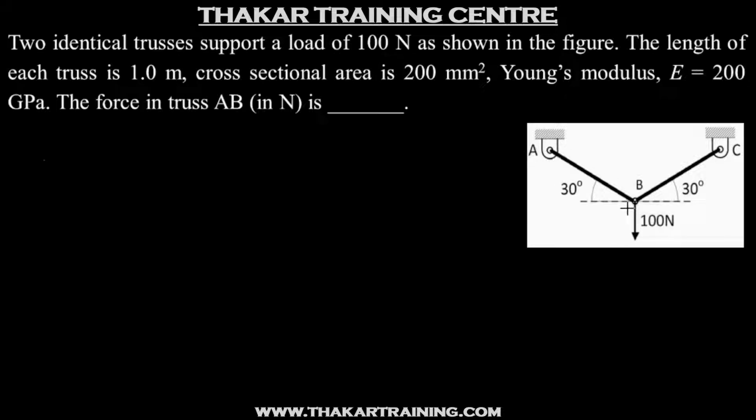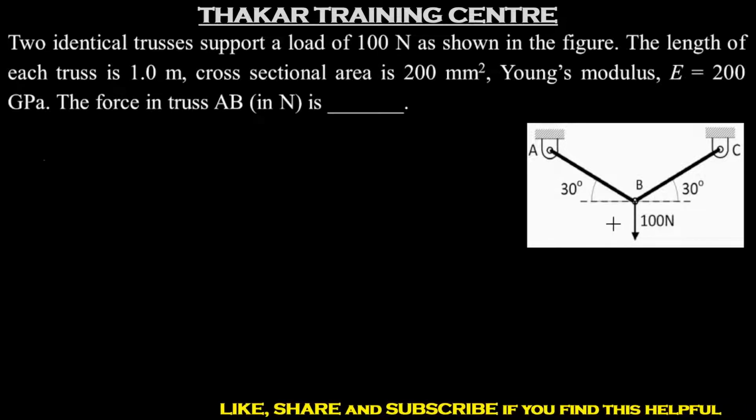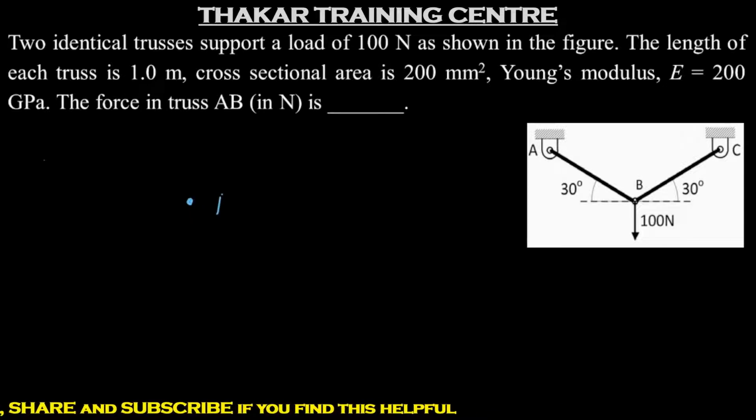Now when we look at force analysis for trusses, we do not require information like cross-sectional area, Young's modulus, etc. So this all information is just given to confuse you. You need not pay attention to that. So we'll have three forces at this point. So we can apply Lami's theorem for this question. So we'll take joint B.